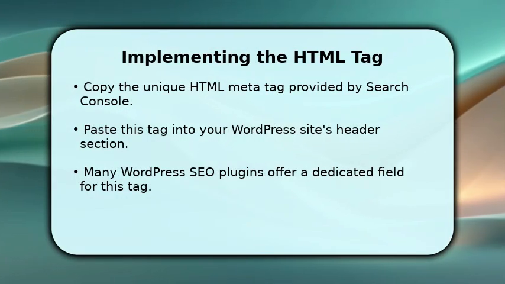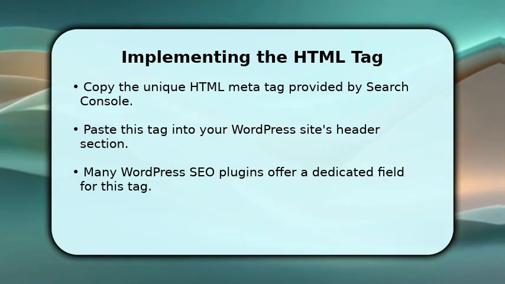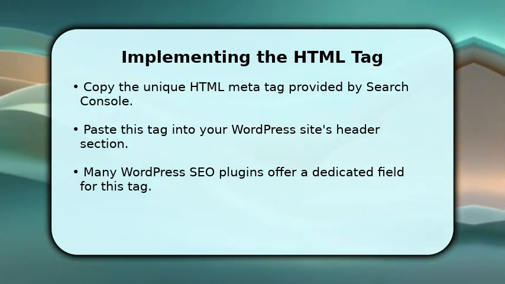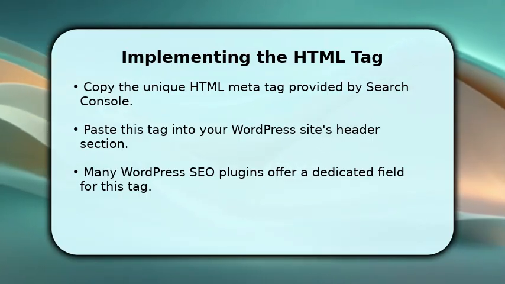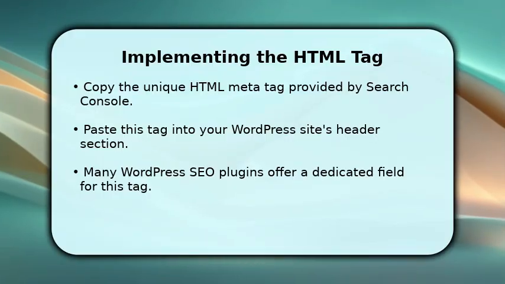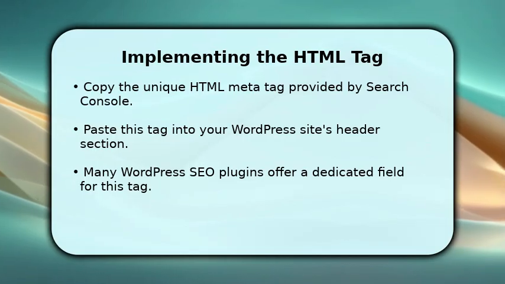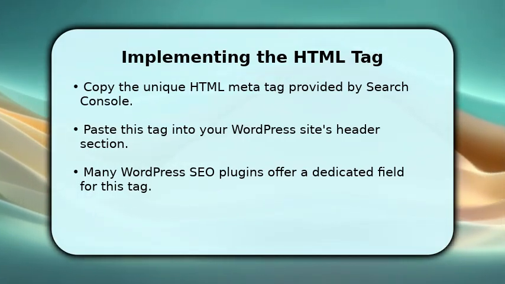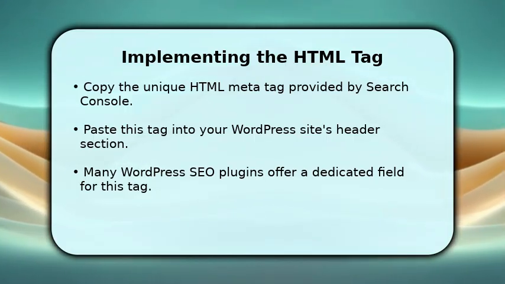Once you've selected the HTML tag method, Google Search Console will provide a unique meta tag. Carefully copy this entire tag. Next, you need to paste it into the head section of your WordPress website. This can be done manually by editing your theme files, but a much easier approach involves using a dedicated SEO plugin, which we will discuss next. This ensures Google can confirm ownership.